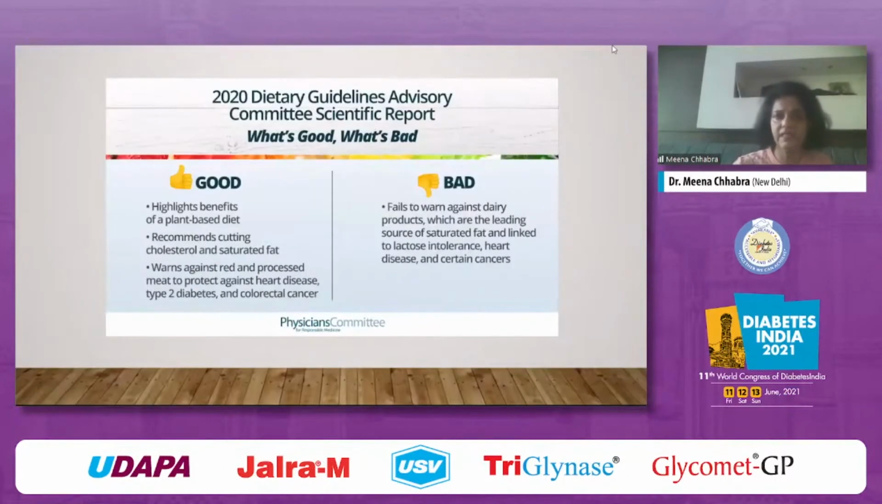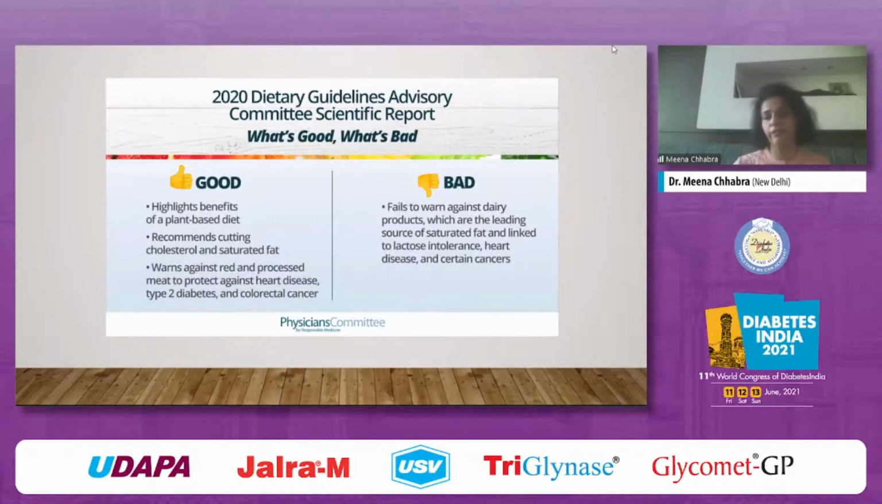Now I'll skip this slide. So, the 2020 dietary guidelines: what's good, what's bad. This is very important. Benefits of a plant-based diet: cut cholesterol and saturated fat, but you can get some saturated fat if the patient is diabetic or has a high risk of cardiovascular disease or already has established cardiovascular disease. Less than 7% of the total calories should come from saturated fat.